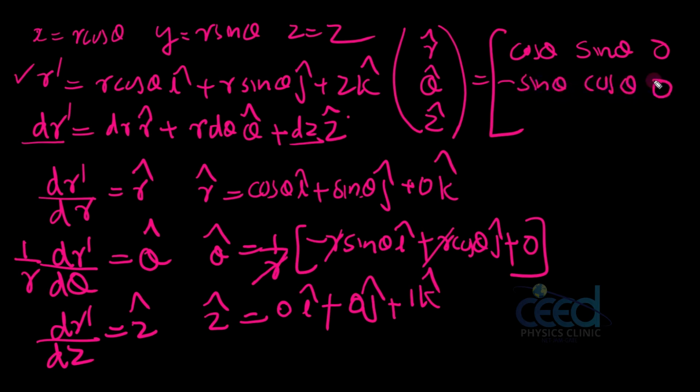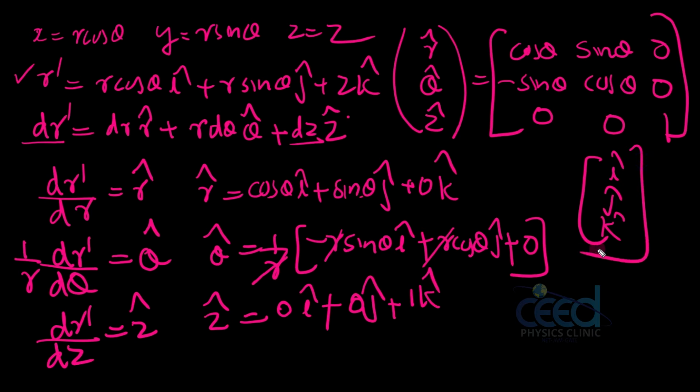Now here the first two terms are 0 and here we have 1, into i cap, j cap, k cap. So this is the i cap, j cap and k cap, here also i cap, j cap, k cap. When you multiply the first row, cos theta i cap, sin theta j cap, that is cos theta i cap plus sin theta j cap. So from this matrix we can easily define the unit vectors along the cylindrical coordinates.